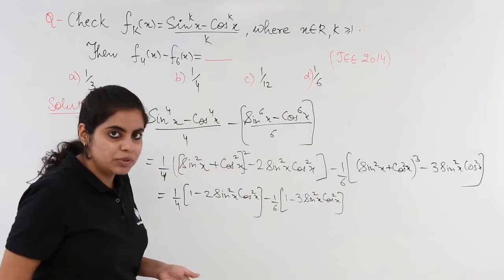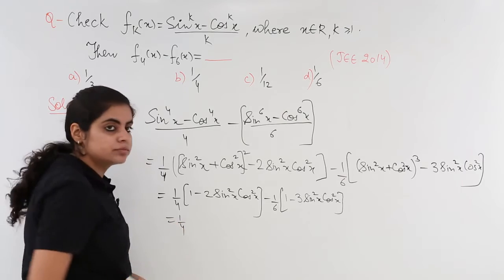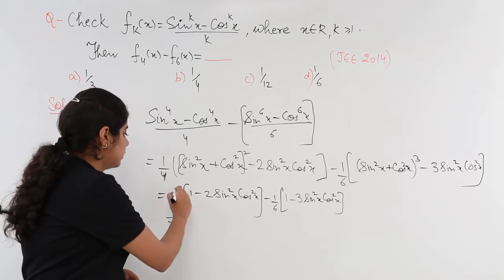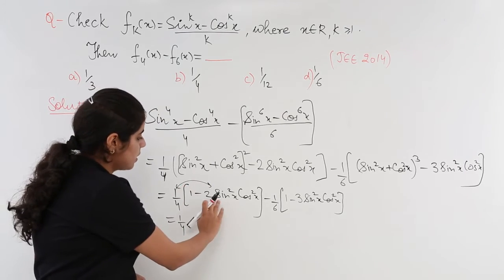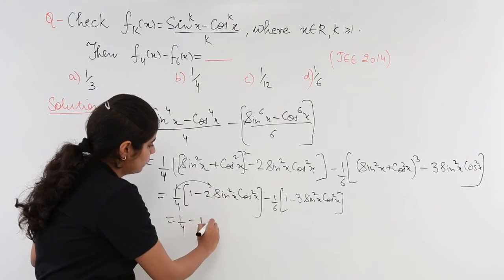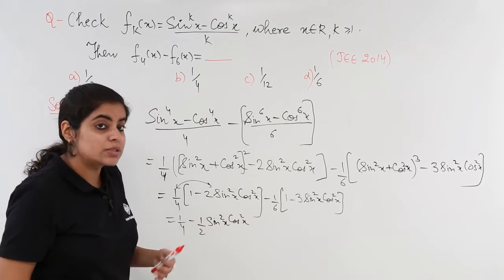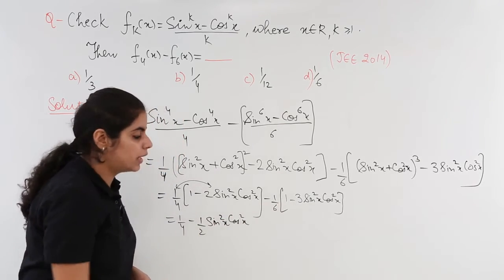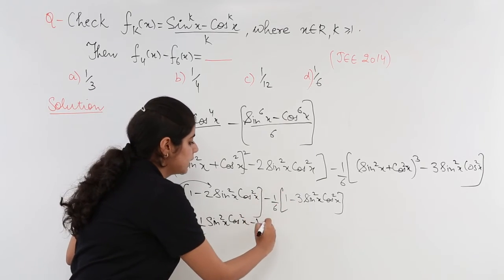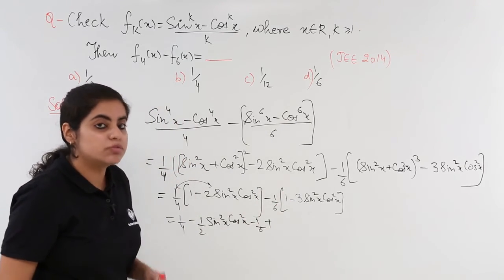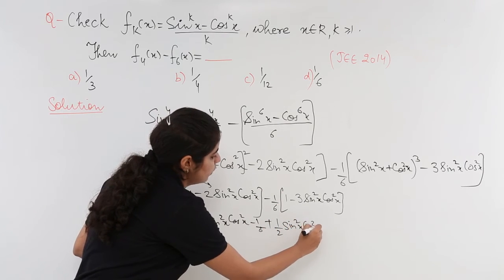Now we are left with very simple terms. You open the bracket, you find it is 1 by 4. Next what you find? These two things are multiplied. 2 ones are 2, 2 twos are 4. So it becomes minus 1 by 2 sin square x cos square x. Next what we have is minus 1 by 6 into 1, minus 1 by 6. Again, minus minus becomes plus. 3 upon 6 is 1 upon 2 sin square x cos square x.